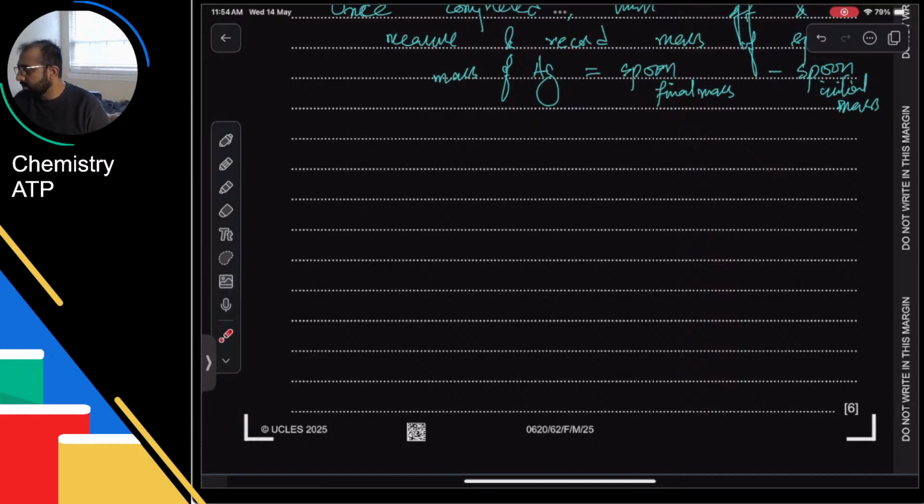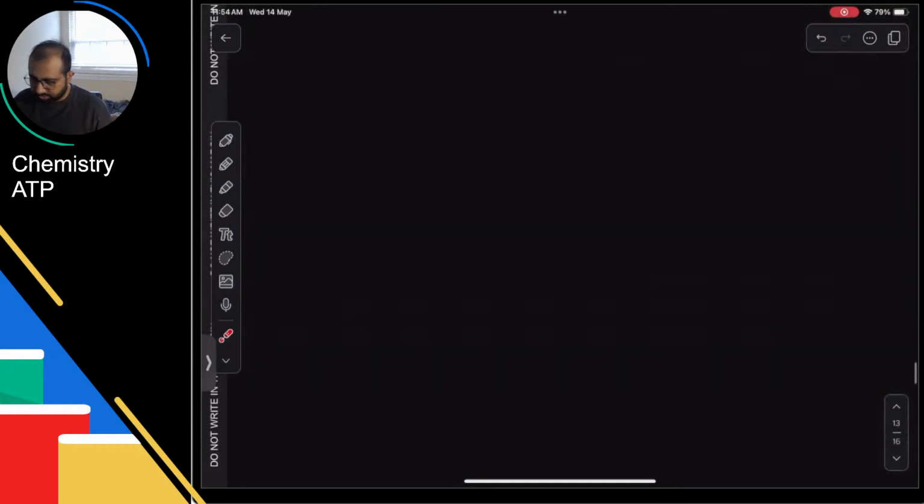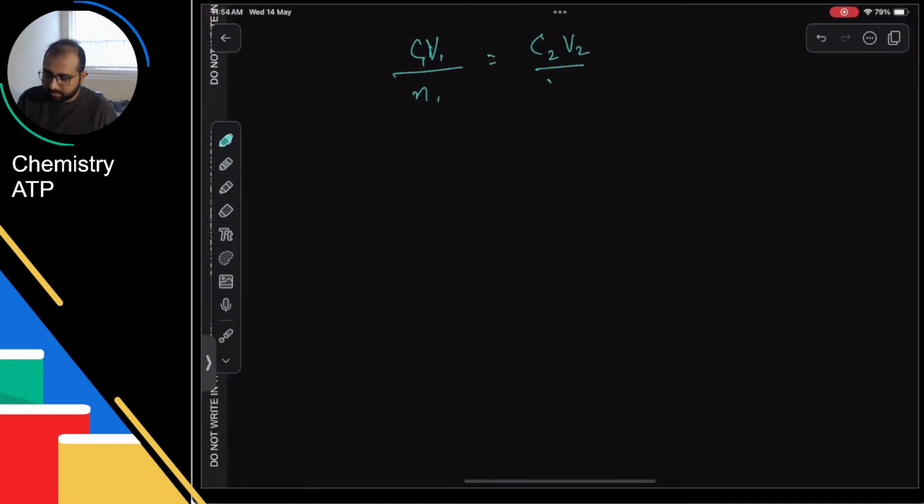C1 V1 over N1 is equal to C2 V2 over N2. This is called the titration formula. Can this formula be used in O levels? Of course you can use it in O levels. It's perfectly fine. You can use it in O levels, you can use it in IGCSE, you can use it in A levels. There's no problem with that. Yes, you can.